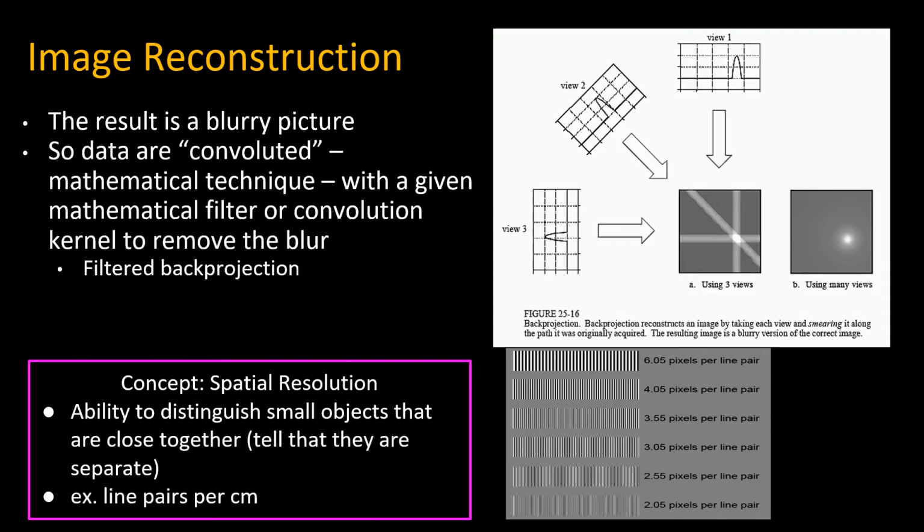Using the process that we just described, the result is a blurry picture. So the data are convolved with a mathematical filter or a kernel to remove the blur. This is called filtered back projection.